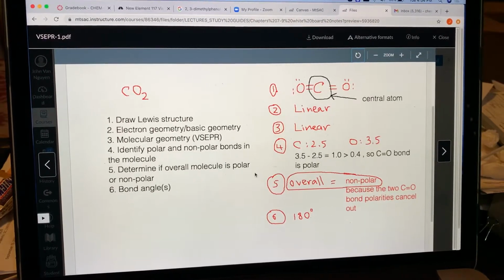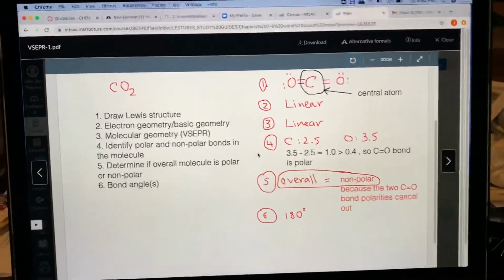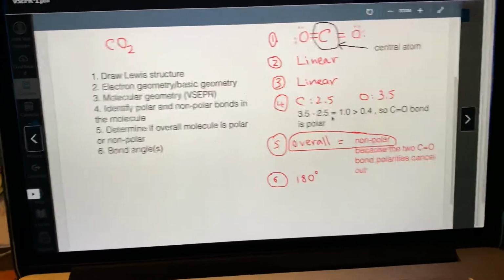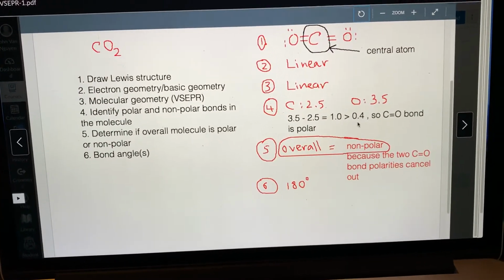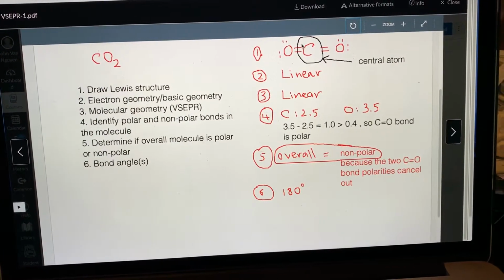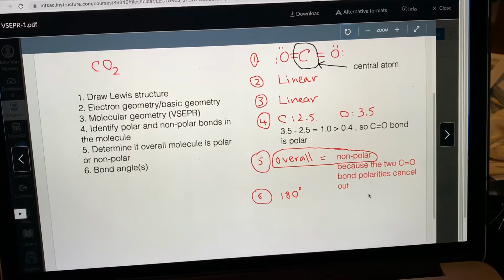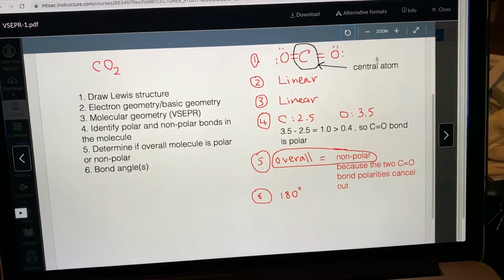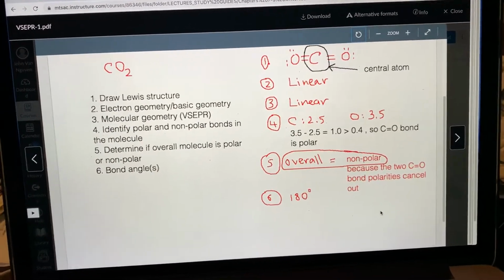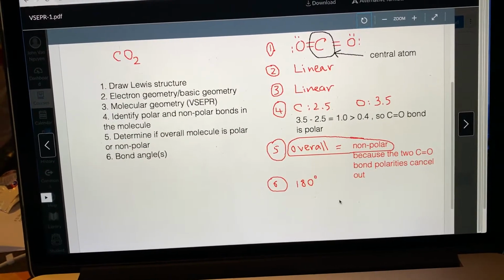Item 4, we need what we call electronegativity, and I have a handout for that in whiteboard notes. So electronegativity, you take the oxygen minus the carbon, you got 1.0, and that makes it a polar bond because it's more than 0.4. Now, overall molecule is tricky because you have 1 CO on the left, 1 CO on the right, and they cancel out because, in opposite directions, they cancel out, like vectors. So that's why overall it's non-polar. And it's a linear straight line, therefore the bond angle is 180.